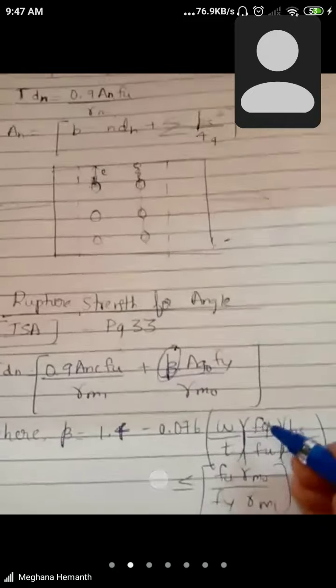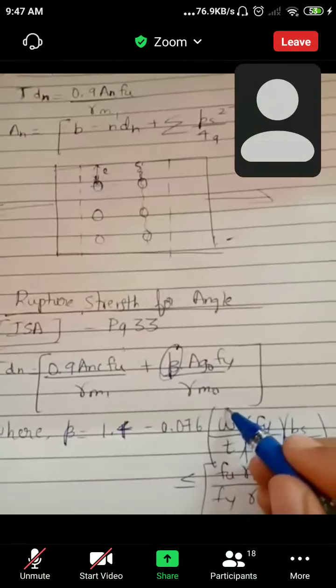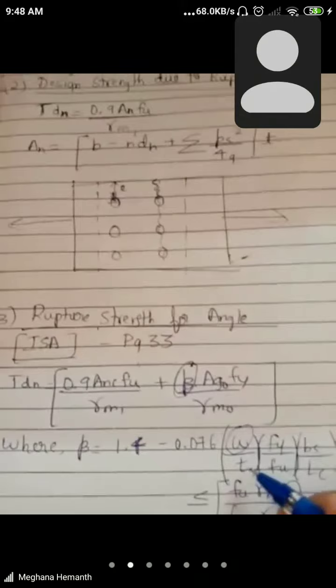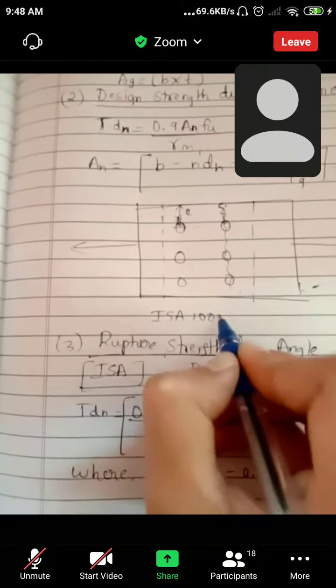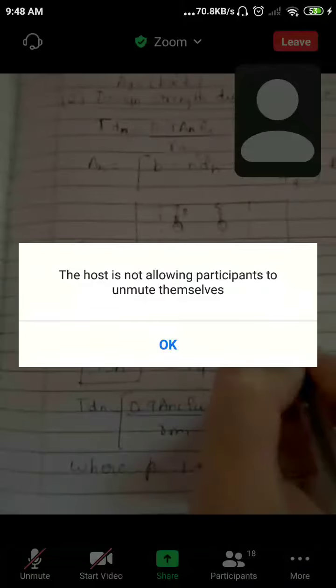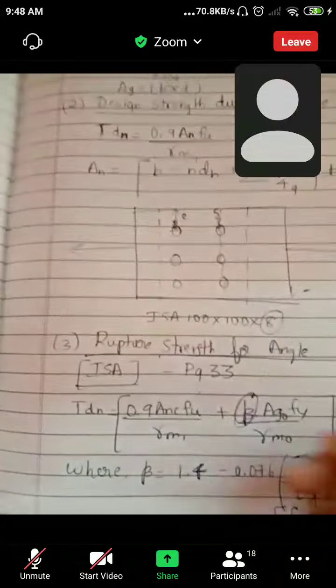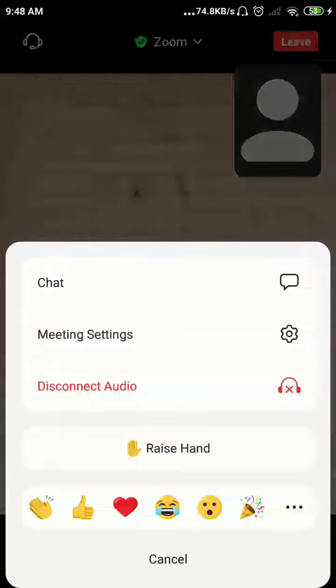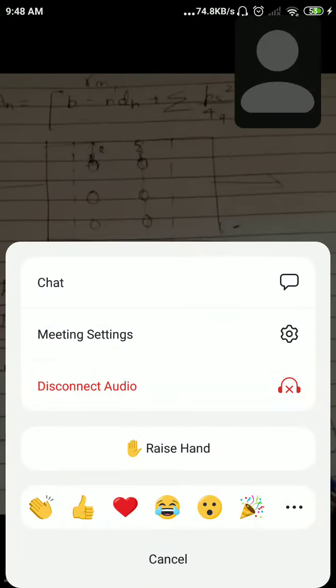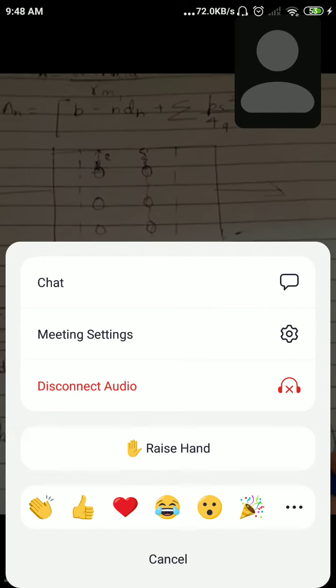Now what are the things you don't know? You don't know the meaning of w now. t you know, t stands for the thickness. How will you get your thickness? Suppose you have some angle section, ISA 100 by 100 by say 8 mm. This 8 is nothing but your thickness value. So from the angle section, you will get the thickness. Fy depends on the grade of your plate.